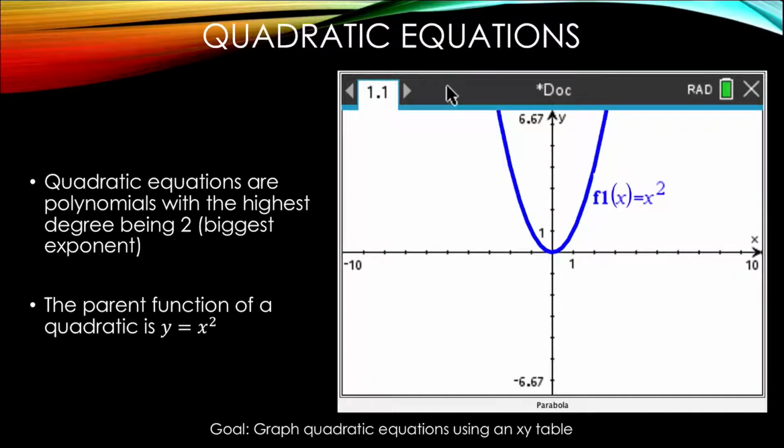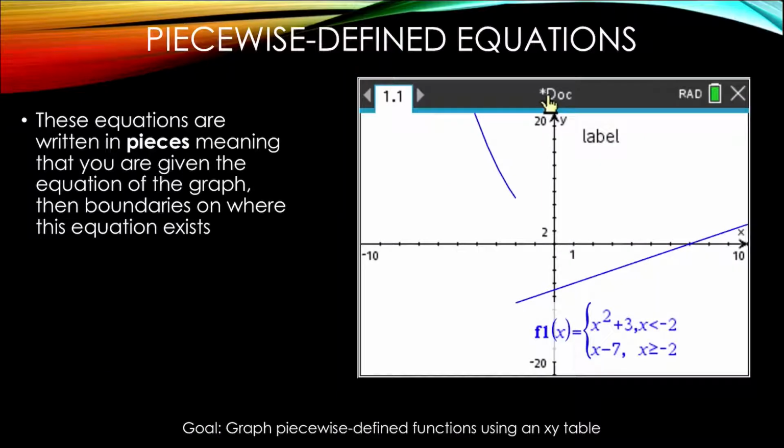So quadratic equations are polynomials with the highest degree being 2, meaning if I have a list of stuff like 3x squared plus 4x minus 5, my highest degree is 2, meaning I have a variable raised to the second power. So that's what a quadratic is. It's going to look like a U shape. The parent function is y equals x squared, which is shown right here in this image. That's my most basic form of that function.